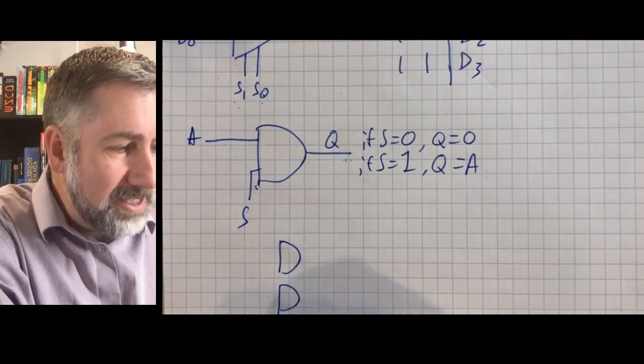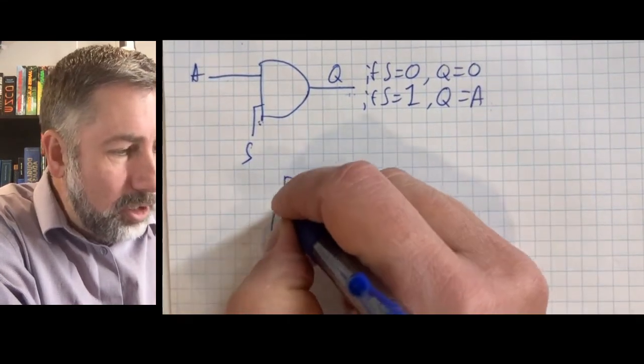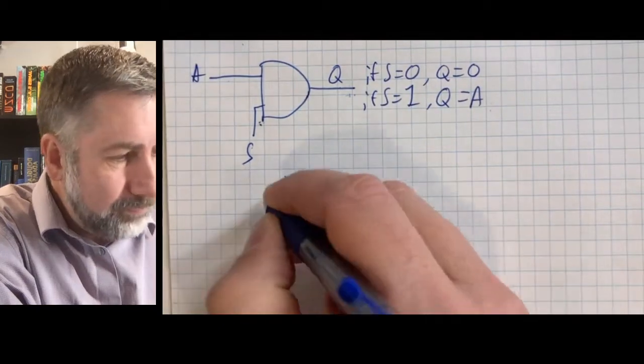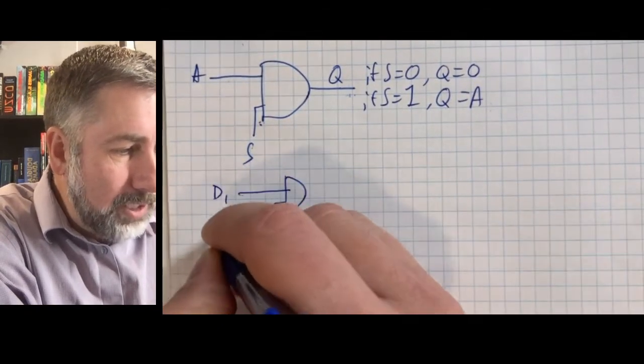And the select line is going to be inverted for this one. Let's see if I can put that there. And not inverted for this one. Now let's look at what this actually is. We'll call this D1 and we'll call this D0.